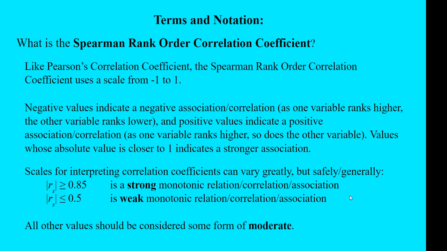And then weak would be certainly anything below 0.5. And all other values in between 0.85 and 0.5 should be considered some form of a moderate association.